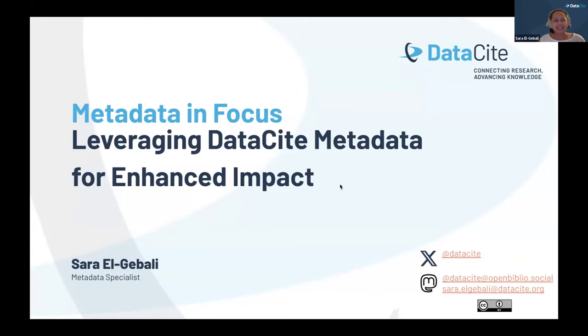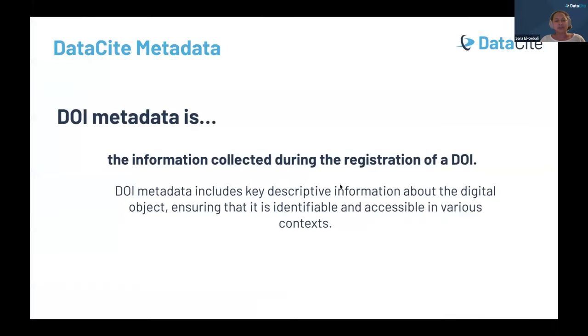But before we dive in, a little bit of background here. I want to start with answering the question of what is DOI metadata? DOI metadata is the information collected when a DOI is registered. So this includes some essential details such as title, authors, publication date. And this metadata is organized according to the DataCite metadata schema. So this provides a structured framework that ensures that the metadata is both comprehensive and standardized across different resources and digital objects.